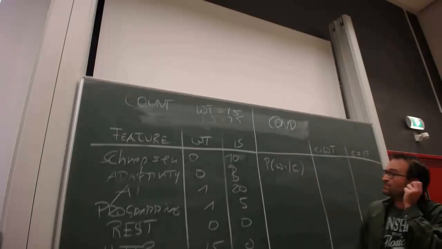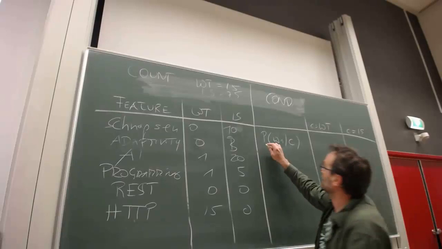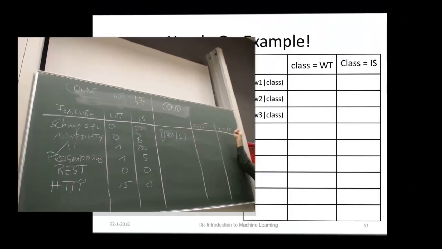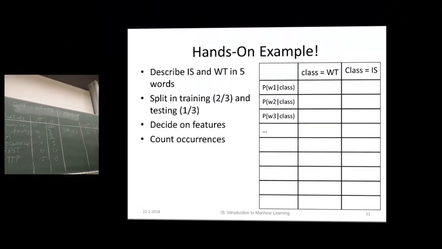So now we can fill in this wonderful table of our P of Schnapsen. For the class web technology or IS, out of these 15, 10 people have thought about Schnapsen. Here we have 3 out of 75. And here we have 1 out of 15 and 20 out of 75.